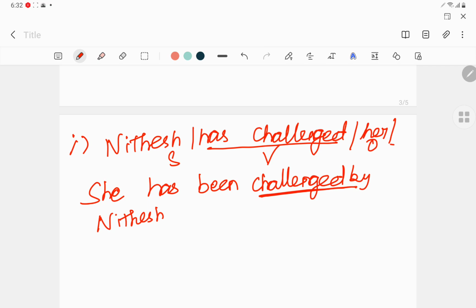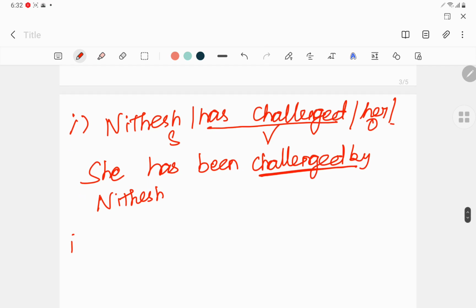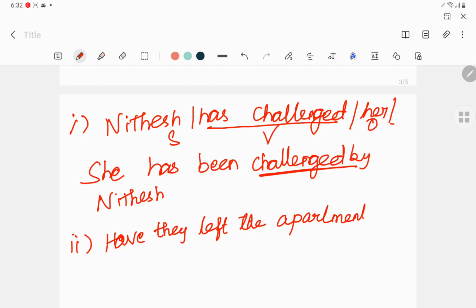And then in question form also you have one example here. I will write that. Have they left the apartment? Have they left the apartment? Here what is the object? The apartment. Okay, the apartment. So apartment will come as a subject in the passive, so subject has apartment.